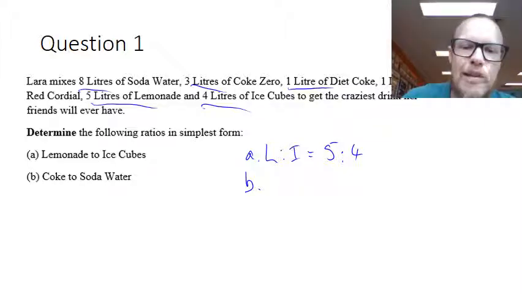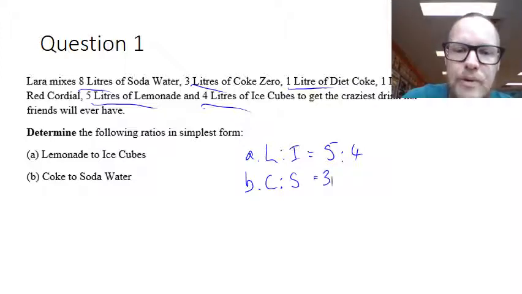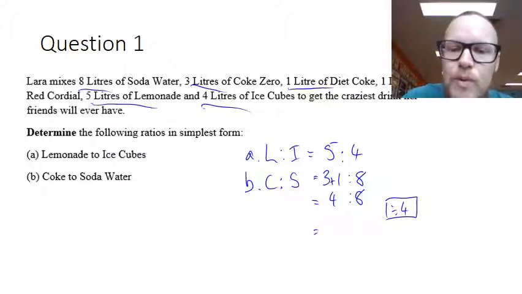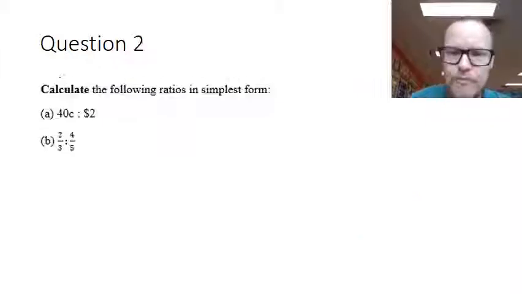So if we look at Coke, the ratio of Coke to soda water, we're going to have 3 plus 1 litres there to 8 litres. So that's 4 to 8. Now if I divide both sides by 4, there's a common factor of 4 between them. I get 1 to 2, and that's in simplest form.